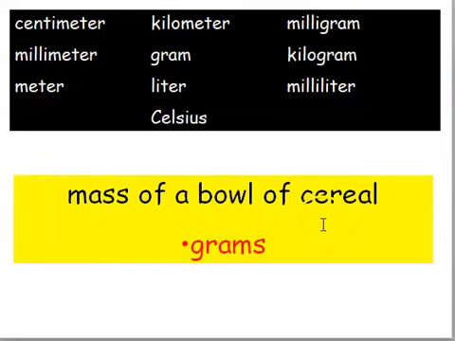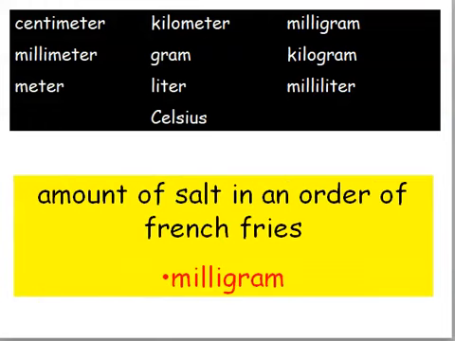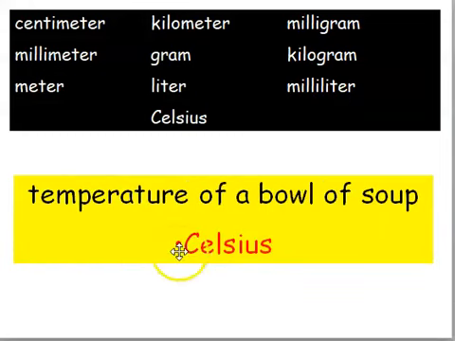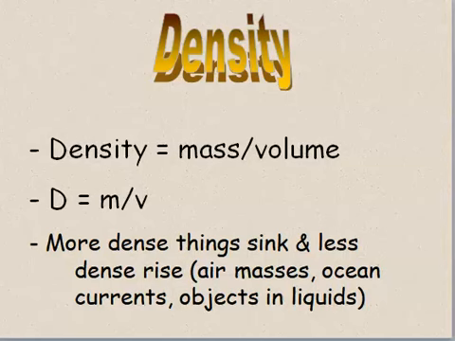The mass of a bowl of cereal, probably in grams. If you look at food labels, they all tell you amounts in grams. Okay, the amount of salt in an order of French fries, hopefully that's in milligrams. If they oversalt it, maybe in grams. The amount of soda in a large plastic bottle, so that's going to be in liters, like a 2 liter or a 3 liter. All right, temperature of a bowl of soup in degrees Celsius.